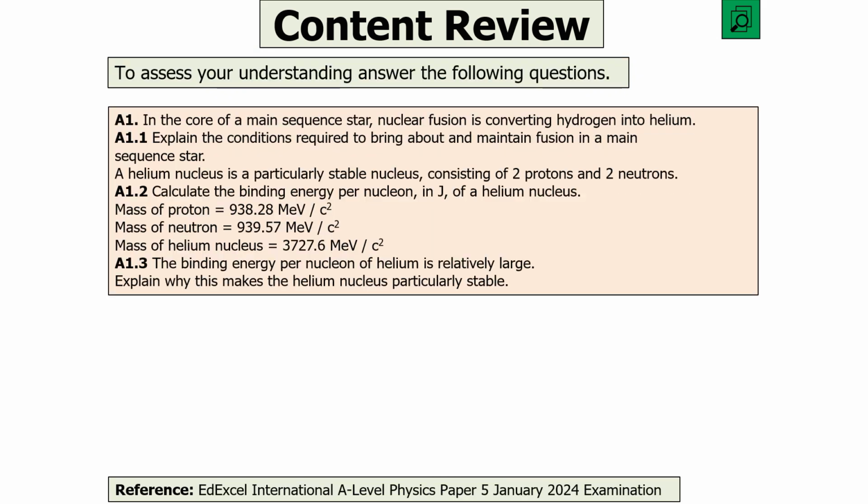The next question says, in the core of a main sequence star, nuclear fusion is converting hydrogen into helium. Explain the conditions required to bring about and maintain fusion in a main sequence star. A helium nucleus is a particularly stable nucleus consisting of 2 protons and 2 neutrons. Calculate the binding energy per nucleon in joules of a helium nucleus. And then the binding energy per nucleon of helium is relatively large. Explain why this makes the helium nucleus particularly stable. So pause the video now, then unpause the video when you want to go through your answer.